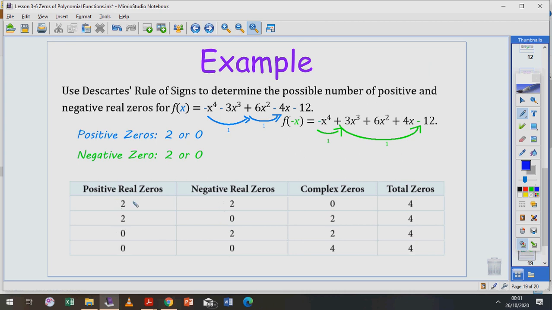Let's see. The positive real zeros could be 2, negative could be 2. Positive could be 2, negative could be 0. If this is 2 and that's 2, then the complex is 0 and the total is 4. If this is 2 and that's 0, the complex is 2, the total is 4. If this is 0 and that's 2, complex is 2. Oh yeah, if this is 0, this was the last option. If they're both 0, if there are no positive or negative real zeros, you could have 4 complex zeros and the total zeros remains 4. I hope that helps.